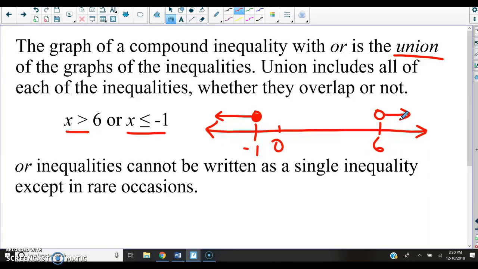And "or" inequalities cannot be written as a single inequality, except on very rare occasions. So most of the time, you would have to write both of these with the word "or" in it, and it graphs as going in opposite directions.